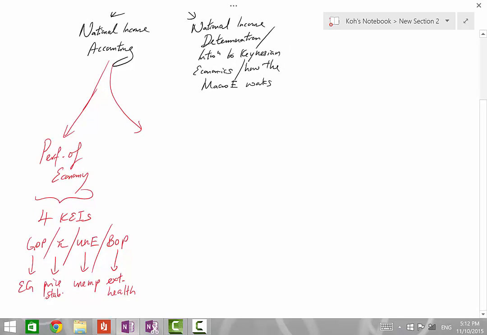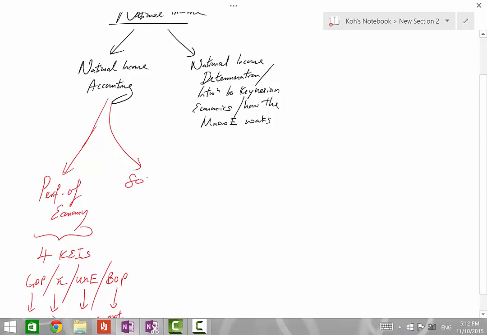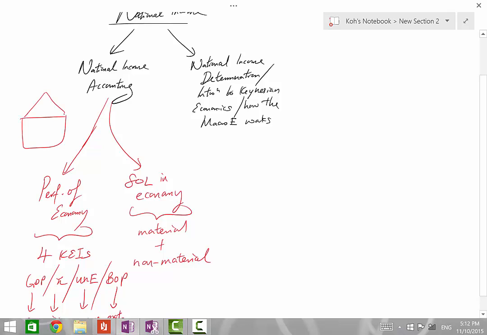And after we measure the performance of the economy, we also want to learn how to measure the standards of living in the economy. So within this chapter, you have material as well as non-material aspects. You can think of the performance of the economy as the structure of the house. How robust is the structure? And when you think about standards of living, you are looking at the happiness level of the person. So standards of living are a bit more qualitative, whereas the performance of the economy is slightly more quantitative.